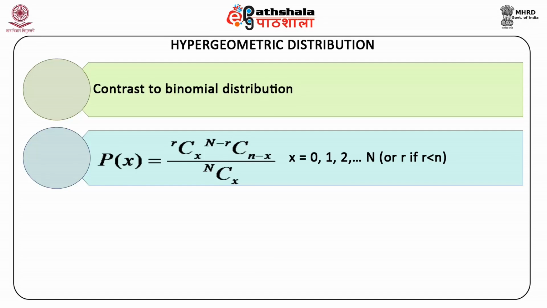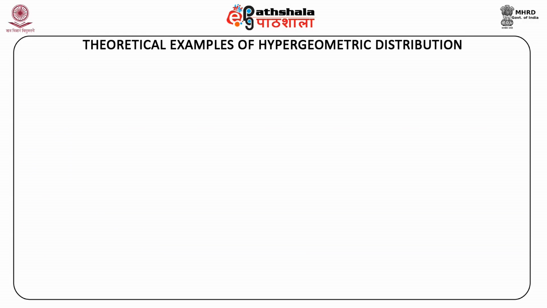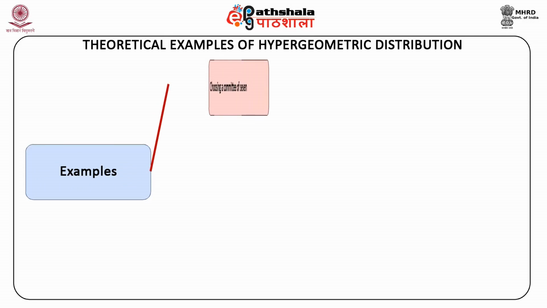Also, in hypergeometric distribution, x cannot exceed R and n minus x cannot exceed capital N minus R. This distribution has three parameters, capital N, small n, and R. Next, we shall look at the theoretical examples of hypergeometric distribution.